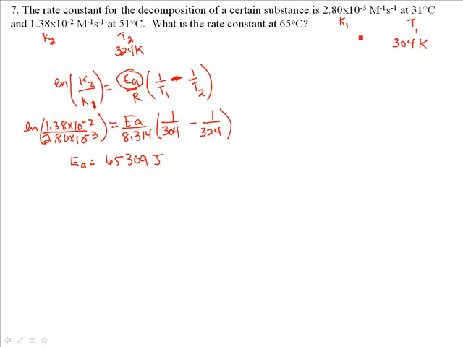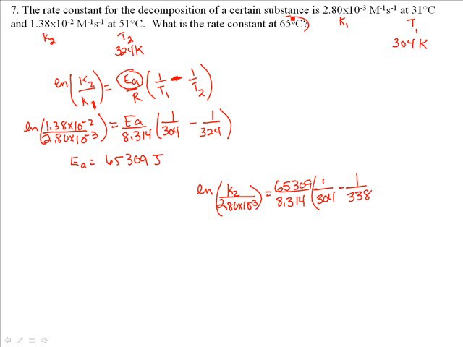So now that I have that, I can choose one of the K's and plug them in. Alright, so it looks like I'm just going to go ahead and use the first set of K's and this next temperature to plug in what we need. Alright, and I'll do that right here. So the natural log of K2 over 2.80 times 10 to the negative 3 is equal to 65,309 over 8.314 times (1/304 minus 1/338), because this temperature right here is our new temperature, and it's 338 in degrees Kelvin.